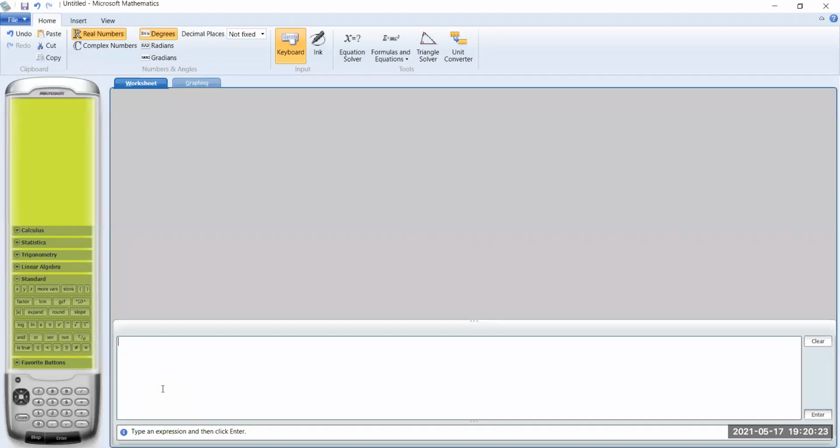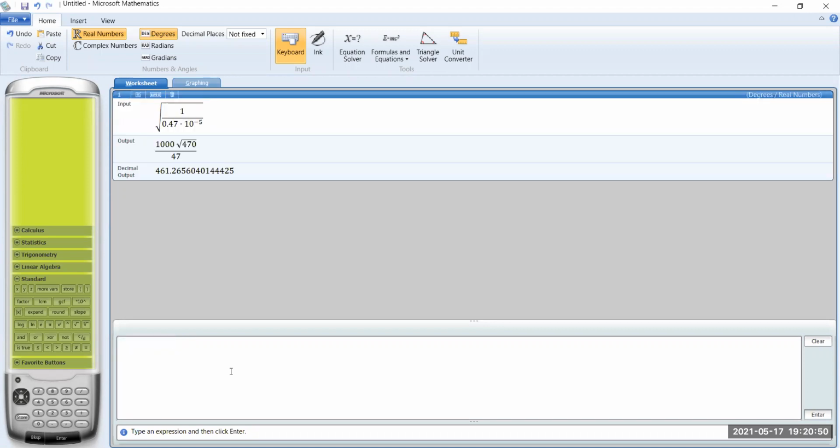So what I said in here is I have square root of open parentheses 1 over open parentheses. What am I dividing? First of all, 0.47 times, did I take 6 or did I take 2? I forgot how many I put in there. 10 microfarads. That's 10 to the negative 5 farads. Close the last parentheses and enter. So it's 461, 461 radians per second.